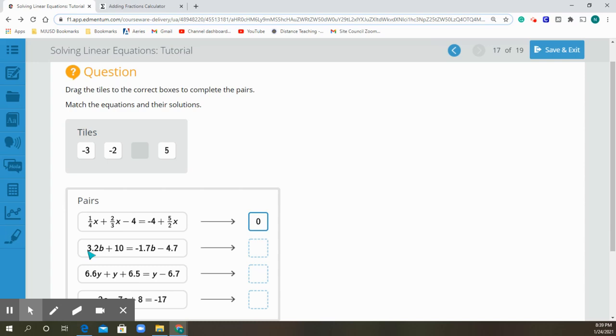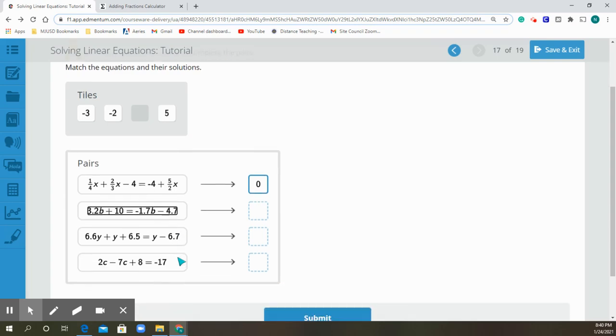For this one, we're going to look at combining the like terms. So I'm going to add the 1.7b onto this side, which is going to make it 4.9b. And then I'm going to subtract the 10 from this side over here, minus 10. Well, I've already got a negative number, so now it's going to be even more negative. It's going to be negative 14.7.